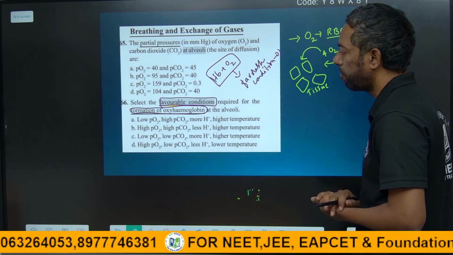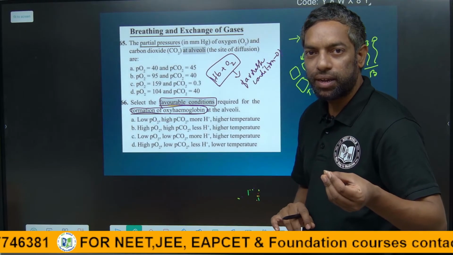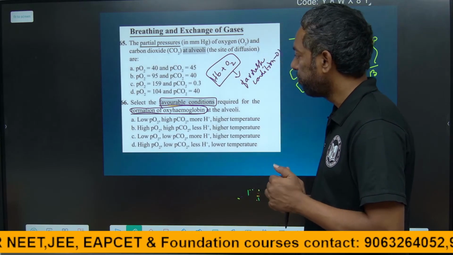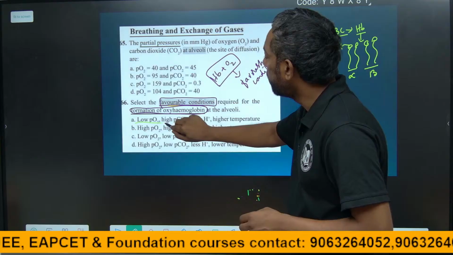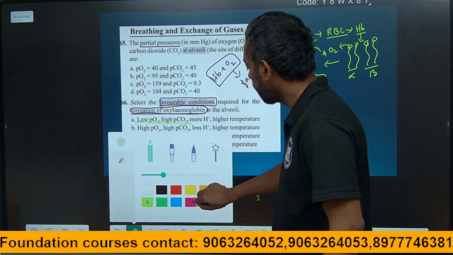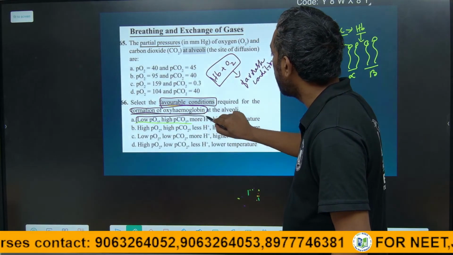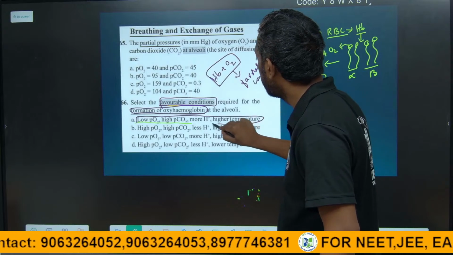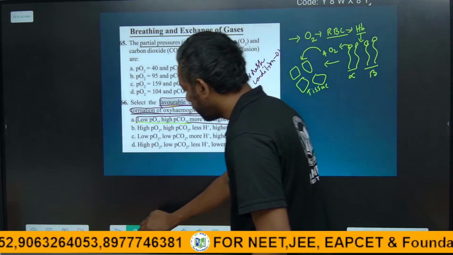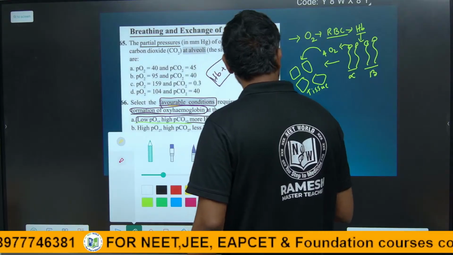This is what happens. Where the partial pressure is high, the oxyhemoglobin bonding is high. So with low partial pressure of oxygen and high partial pressure of CO2, they cannot catch the oxygen here. This is a wrong statement. Just look into this, guys. Okay.